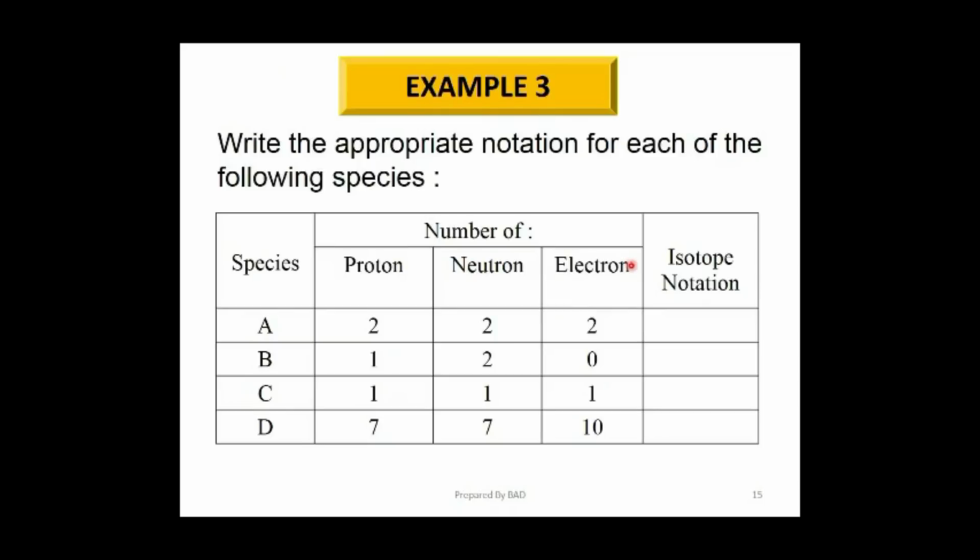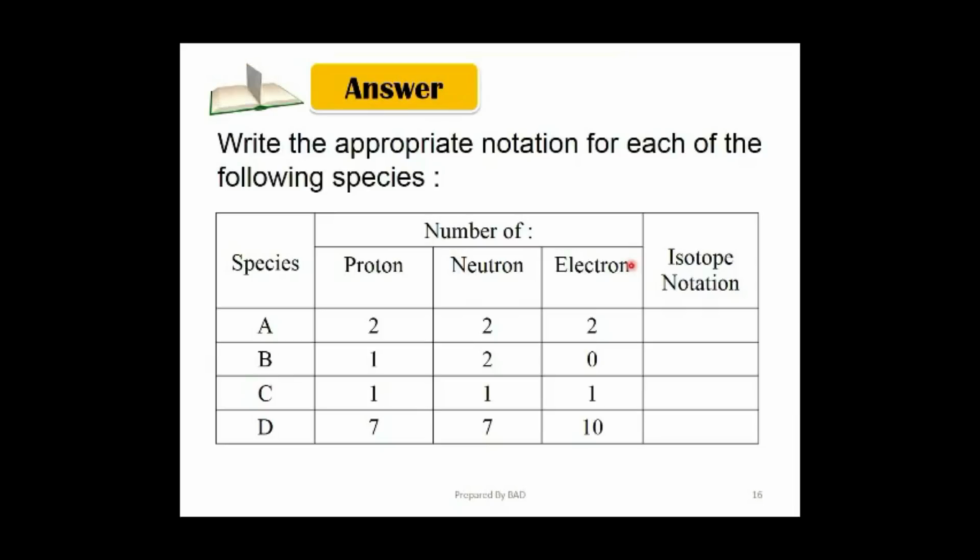Write the appropriate notation for each. Okay, for example, species A, proton. Before that, you must first identify whether all these species are atoms or ions. If you want to know whether the species is an atom or an ion, just look at the proton number and electron number.